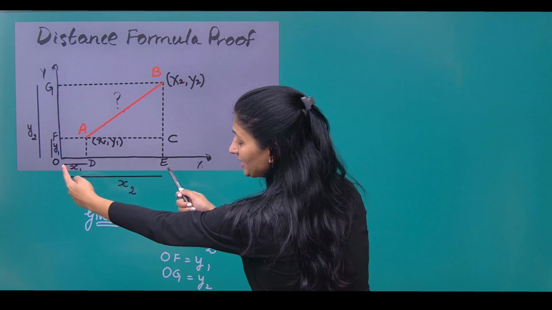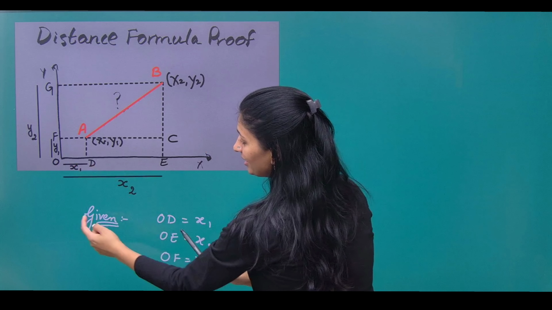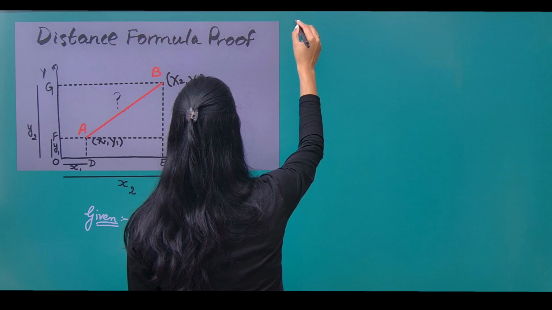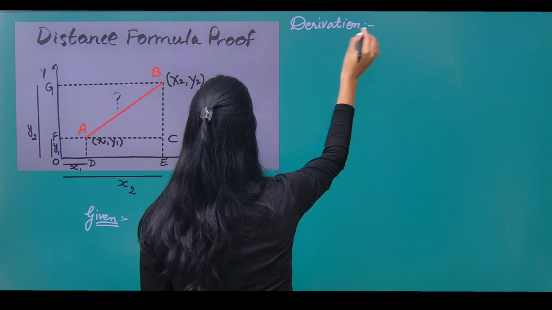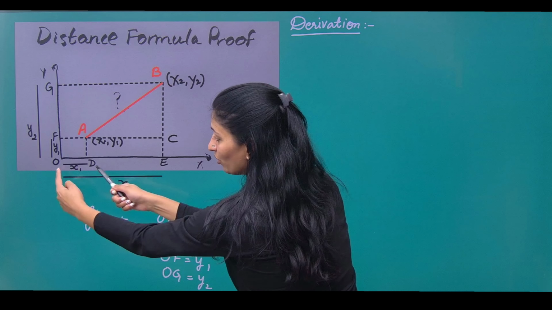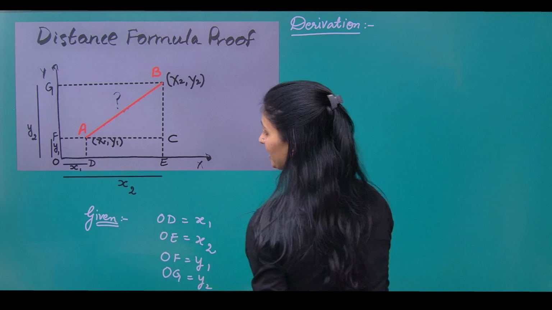Now OE is x2 and OD is x1. So this distance DE will be given by x2 minus x1.